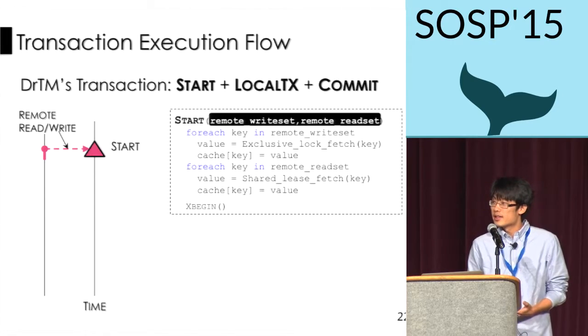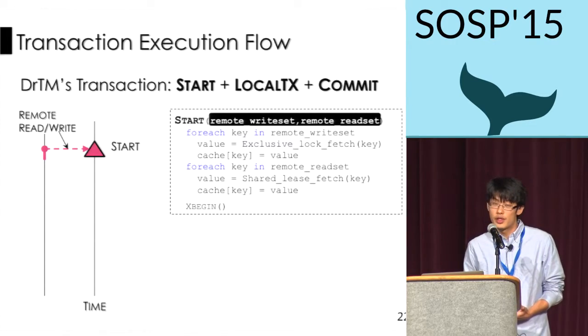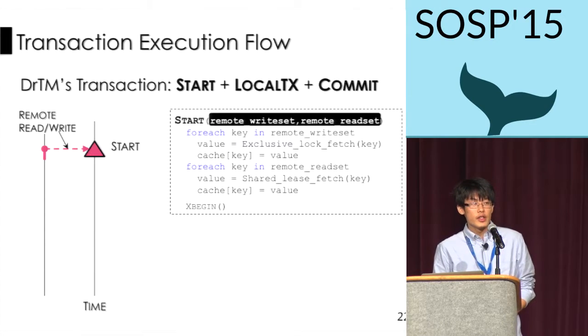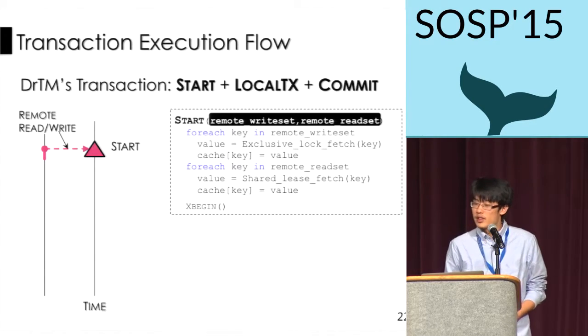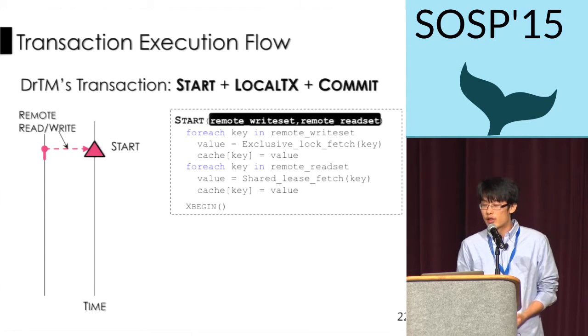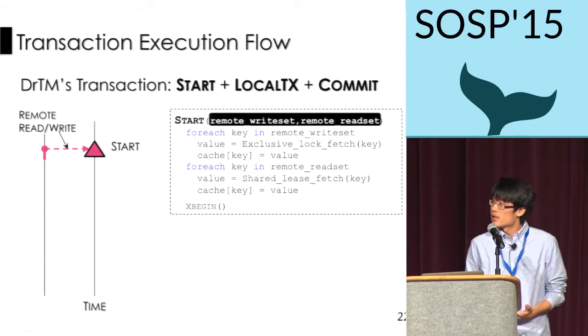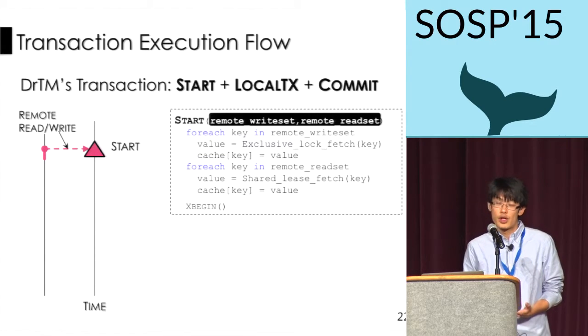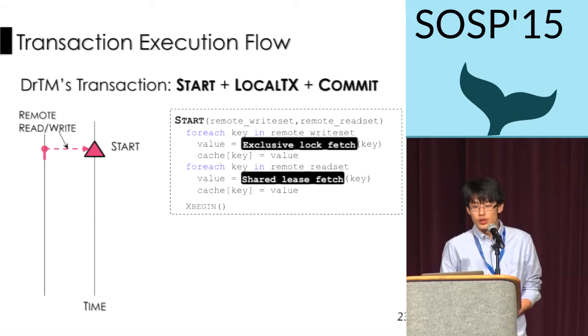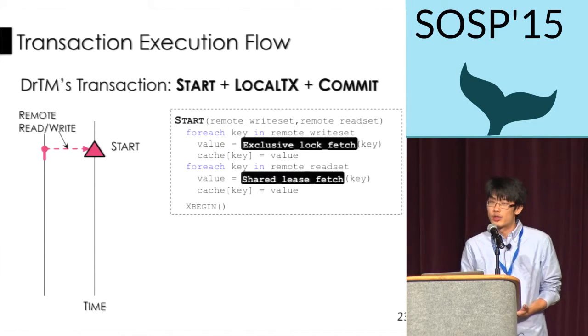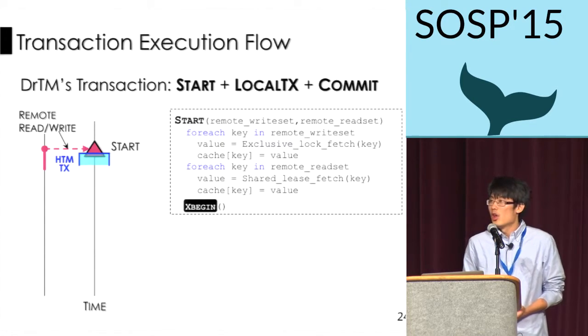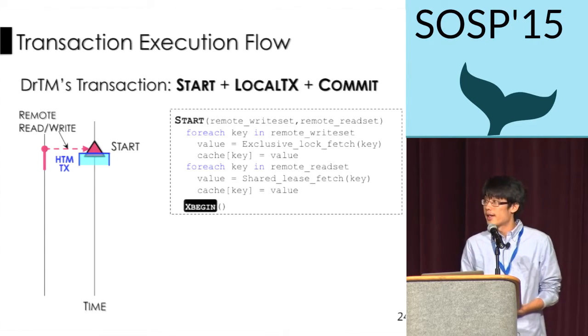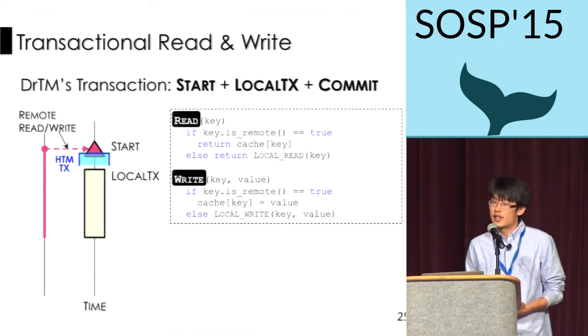Based on the above, let's see how a transaction is executed in DrTM. There are three phases in a DrTM transaction's execution: the start phase, the local transaction phase, and the commit phase. In the start phase, given the whole remote read-write set of this transaction, we will use the corresponding method to set them in an appropriate mode according to their access patterns, and then fetch them back to a local cache. Once all remote data of this transaction has been accumulated, we use XBEGIN to start an HTM transaction to execute the transaction logic. Here comes the local transaction phase.